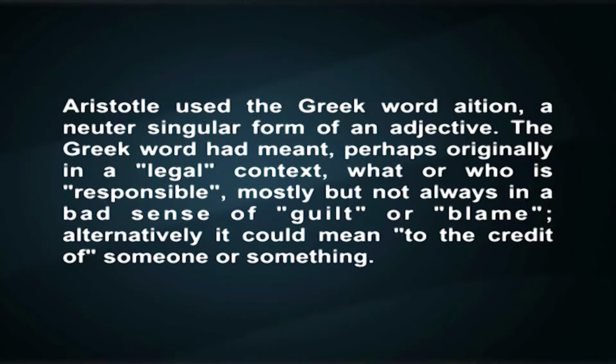In his philosophical writings, Aristotle used the Greek word aition, a neuter singular form of an adjective. The Greek word had meant perhaps originally, in a legal context, what or who is responsible, mostly but not always in a bad sense of guilt or blame. Alternatively, it could mean to the credit of someone or something. The appropriation of this word by Aristotle and other philosophers reflects how the Greek experience of legal practice influenced the concern in Greek thought to determine what is responsible. The word developed other meanings, including its use in philosophy in a more abstract sense.